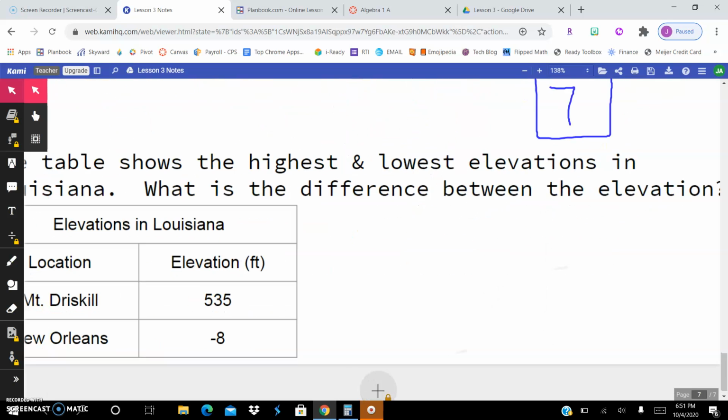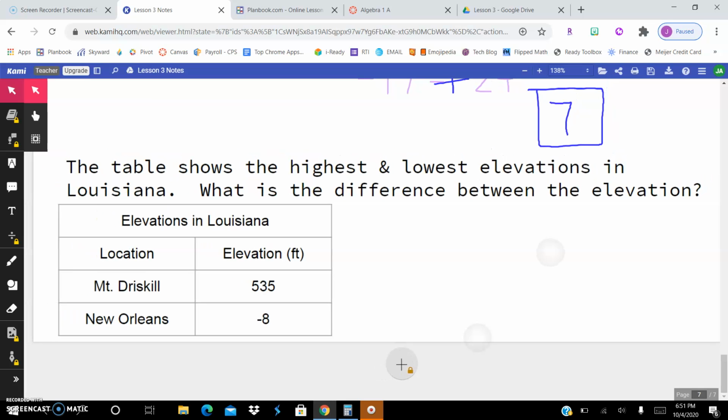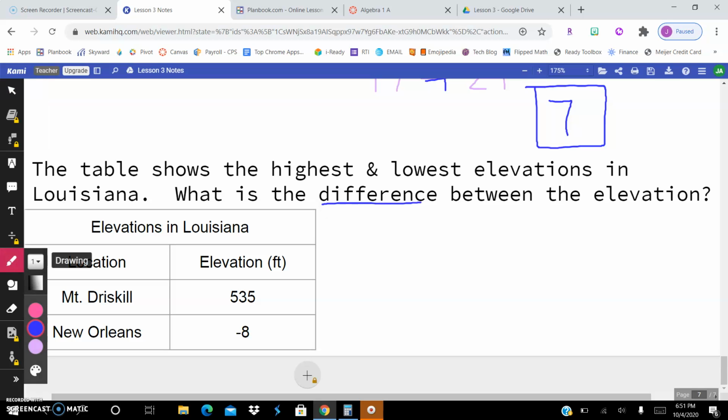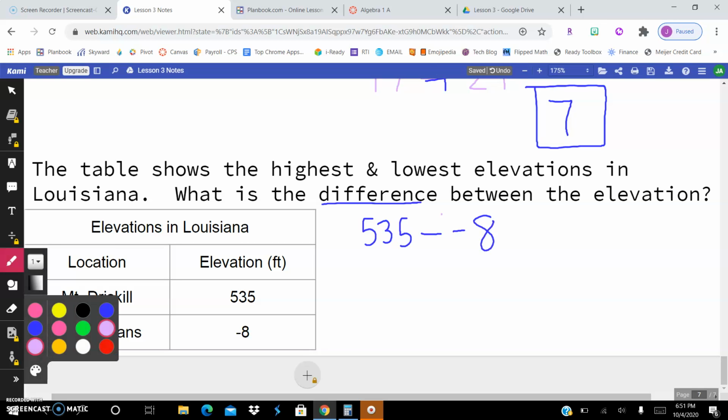All right, last question here says the table shows the highest and lowest elevations in Louisiana. What is the difference between the elevations? So there's that word difference again. So I know I'm going to have to subtract. So our Mount Driscoll is 535 and our difference minus, and New Orleans is at -8. So there's that minus and negative again in the middle. That's going to get turned to a plus. So 535 plus 8 would give us 543 feet. That's what our label is here.